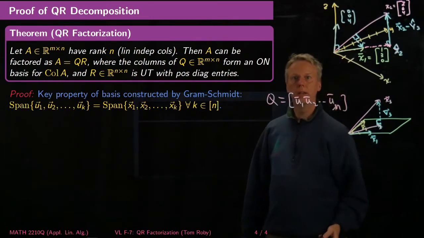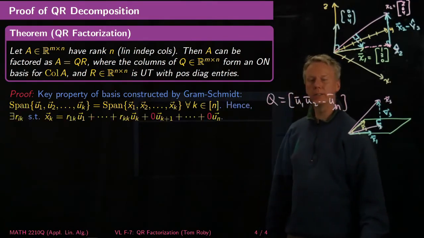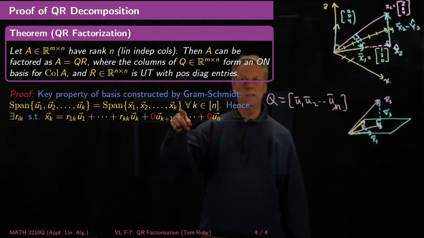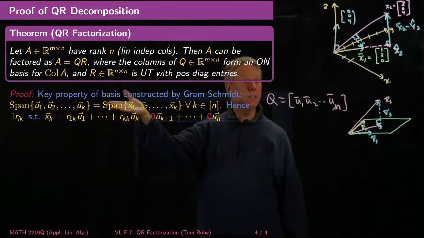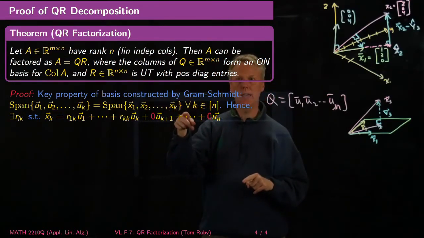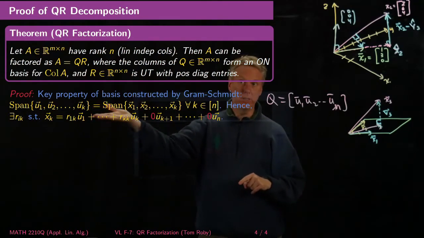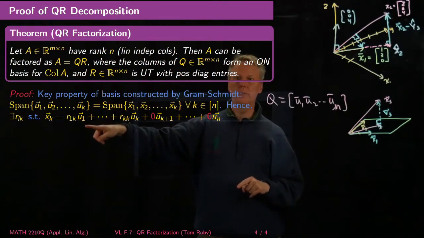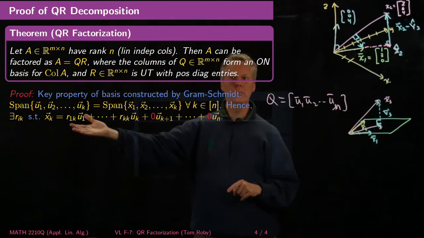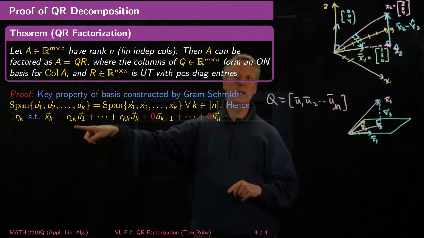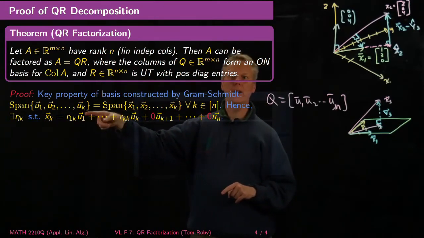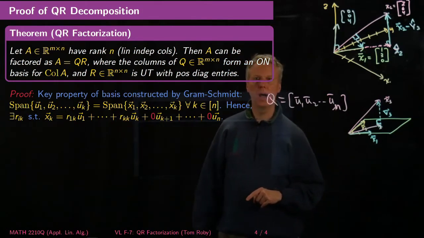Okay? So what does that mean in practice? Well, that means in particular that I can write x sub k in terms of u1 through uk. I don't need the rest of them. I only need to go to the kth one to write xk. So that means I can write it as a linear combination: r1k u1 plus dot dot dot plus rkk uk. So each of these scalars is just r something k times the corresponding u sub i.